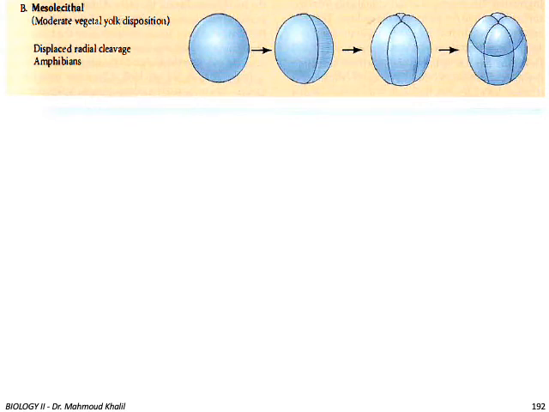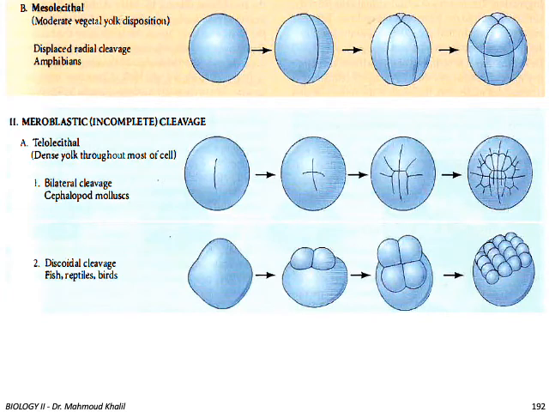The second type of egg is mesolecithal, which contains a moderate amount of yolk, located in the lower hemisphere, which we call the vegetal hemisphere. You can see that the furrows, especially the transverse furrow, are shifted a little bit upward because there is a lot of yolk in the bottom half. In meroblastic cleavage, for a telolecithal egg, you can see that cleavage occurs only on top of the egg, so you have bilateral or discoidal cleavage. It is not holoblastic, because not the whole egg is divided.